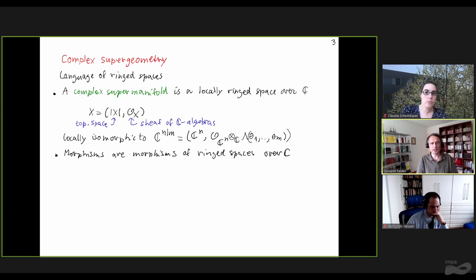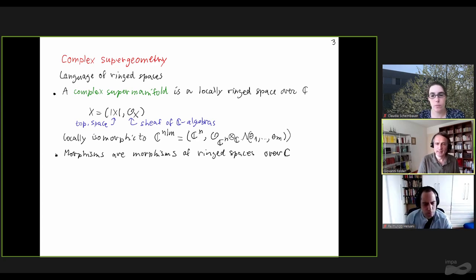A convenient language, I think this was emphasized by Manin, is a good language to speak about supermanifolds, which is known in algebraic geometry for non-reduced schemes. So there you consider a complex supermanifold as a locally ringed space over C. A locally ringed space means that you have a topological space and a ring of functions, which is a sheaf of rings. So for every open set, you say what are the functions I consider? And in complex supermanifolds, the local model is functions on C^n. So the dimension is n|m, so n even dimensions and m odd dimensions. Then this is locally isomorphic to this space where you have C^n with the usual topology.